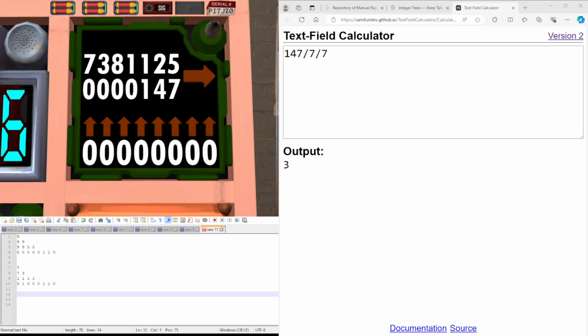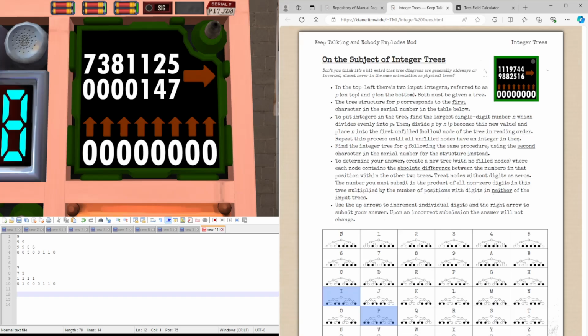So what do we do with these? We're now going to make a third tree by taking the absolute difference between each corresponding node, including the blacked out ones being zeros, hence why I changed them to zeros. So we have 9 and 7, which is 2. 9 and 7, which is 2. 9 and 3, which is 6.